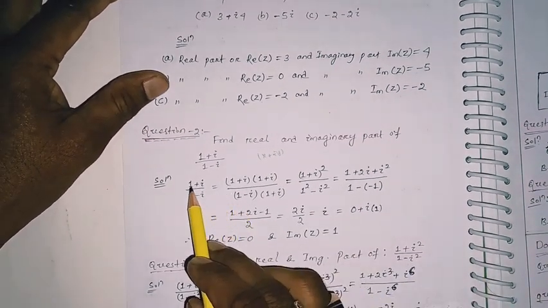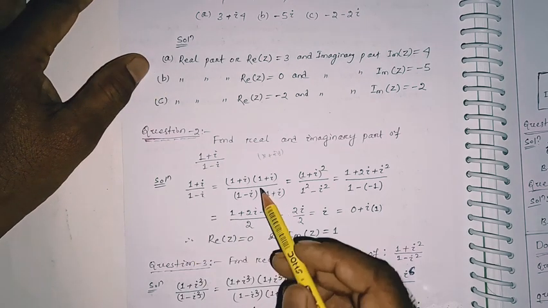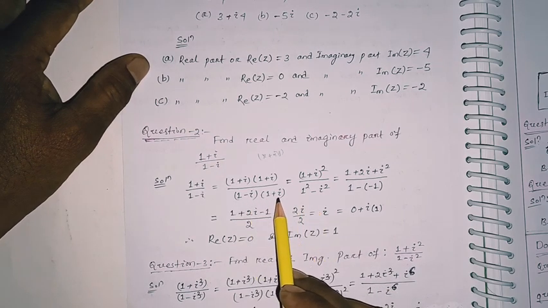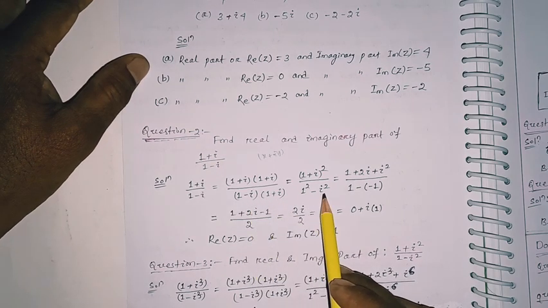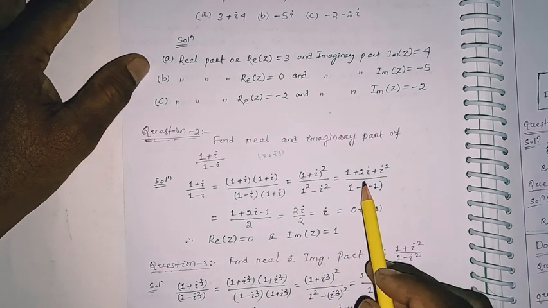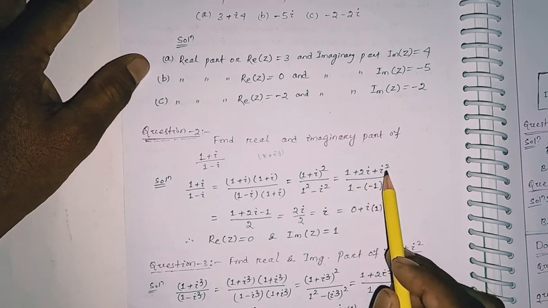Here you can see (1 plus i) by (1 minus i). Just multiply (1 plus i) with numerator and denominator. We can find, here you can see, (1 minus i) into (1 plus i), so it will be 1 square minus i square. In the numerator we find (1 plus i) whole square, which can be written as 1 plus 2i plus i square.